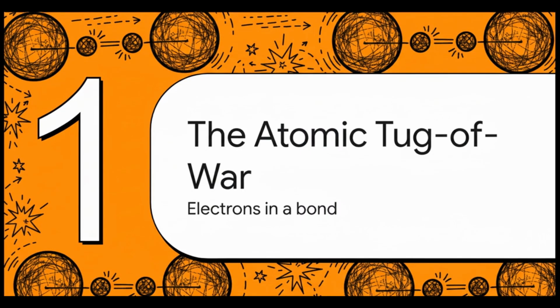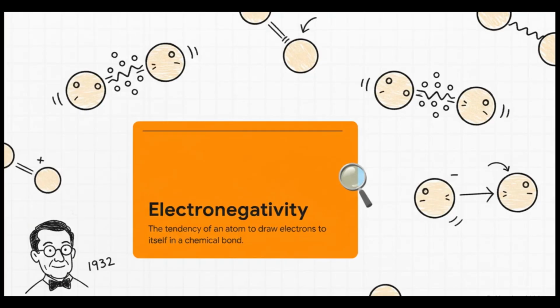Section 1. The atomic tug-of-war. All right, let's shift our focus to the microscopic battlefield, where atoms are actually competing over shared resources. We're not talking about atoms just floating around alone here. We're talking about atoms locked together, interacting and vying for control. And that brings us to electronegativity, which is defined as the tendency of an atom to draw electrons to itself in a chemical bond. This whole concept was first proposed by the brilliant Linus Pauling back in 1932.